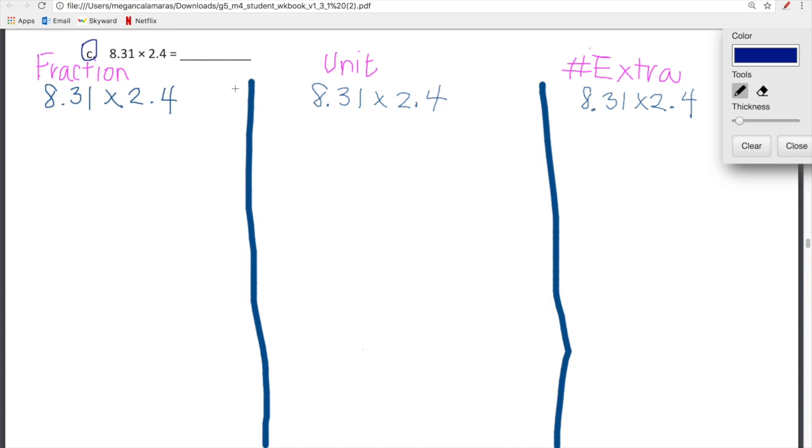We're going to do it 3 different ways. We're going to do it the fraction way, unit way, and then something I'm calling the hashtag extra way. I was calling it the tricky way in my intro, but I'm going to officially change that to the hashtag extra way. See if we can start a sensation. So we'll get to that way in our final piece here.